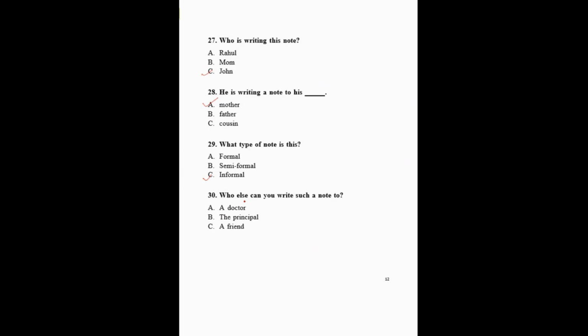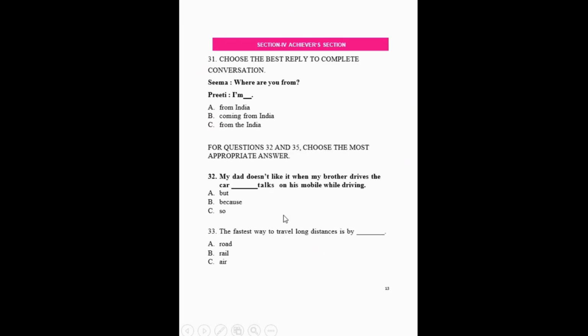Right. Question number 30. Who else can you write to? We can write to a doctor, the principal, or a friend. An informal note, as I told, can be written to a family member or a friend. Very good.